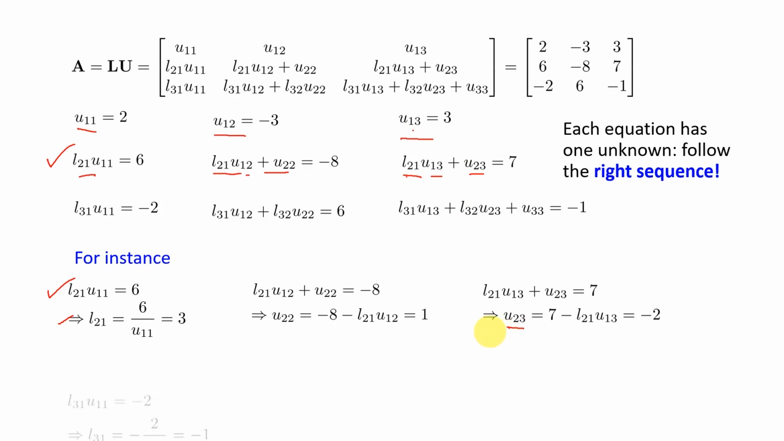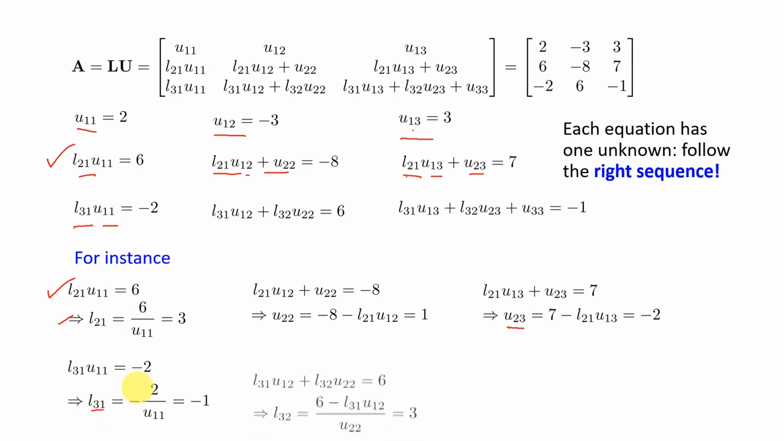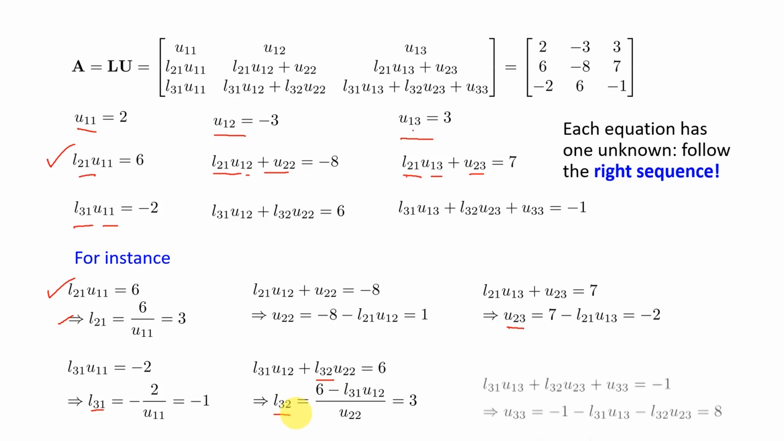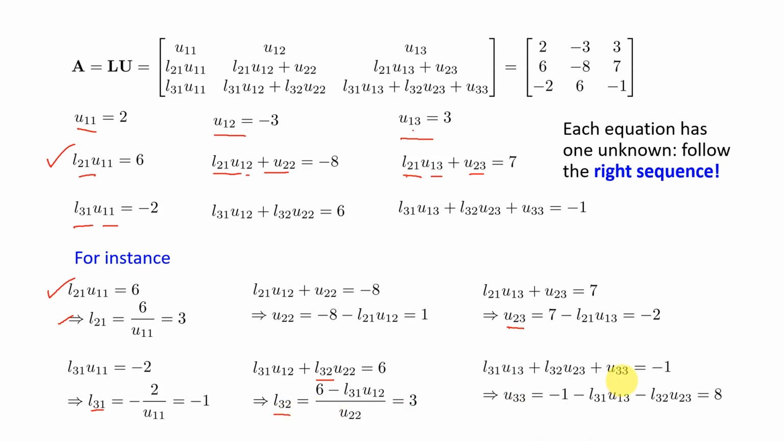Similarly, I can go to L31 U11 equals minus 2. U11 is already known, so I can go for L31. Then I go to the next element in the same way. You can see here only the L32 is unknown, so I find L32, and then the last element here, only the U33 is unknown, so I can find the U33.